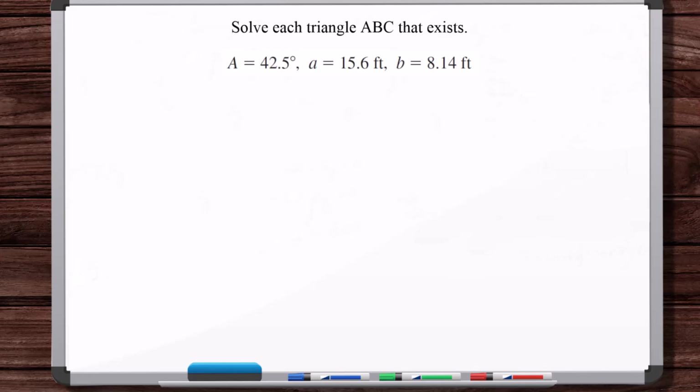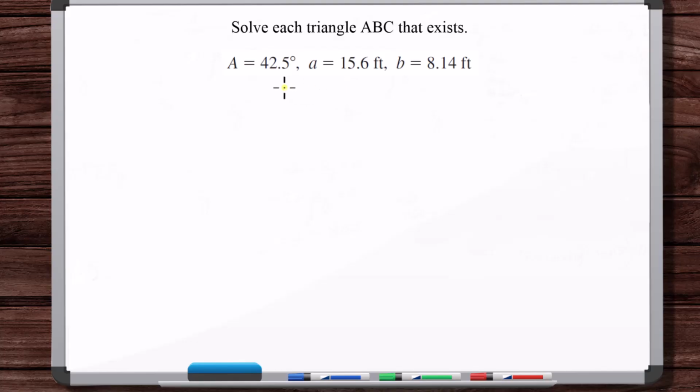There's only one scenario where there's ambiguity, where you can potentially have two triangles that satisfy the given criteria, maybe just one triangle, or perhaps there's not even a triangle that exists. A triangle can't be created using the information that's given. That scenario is when you're given two side lengths and an angle. However, the angle is not included between the side lengths.